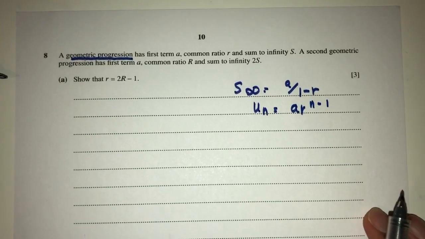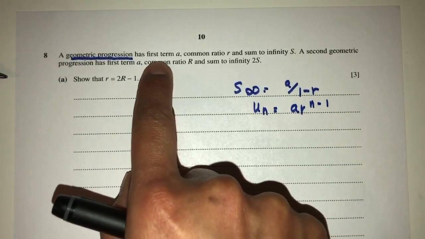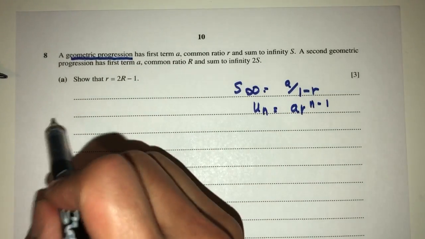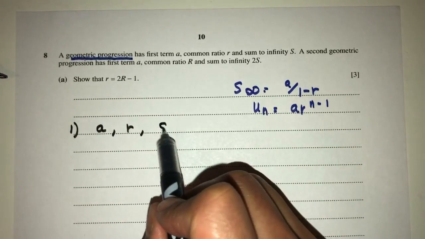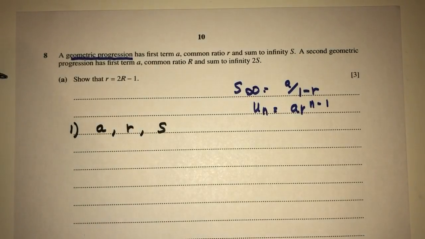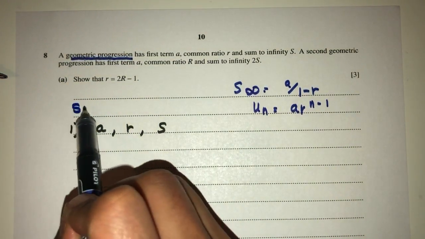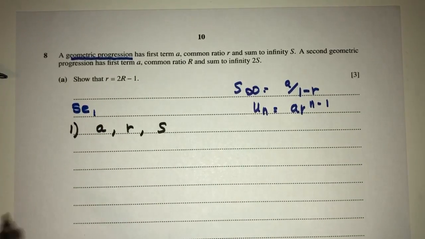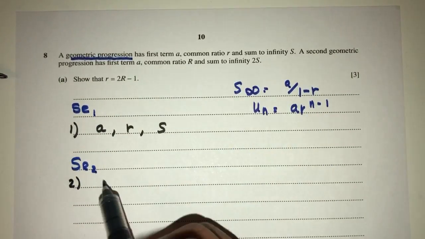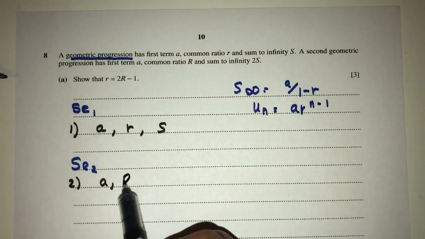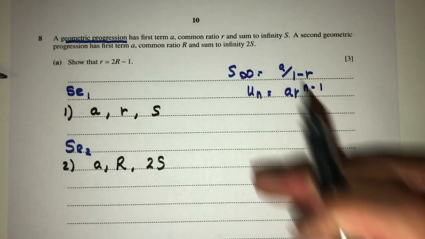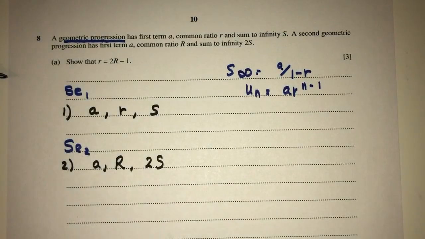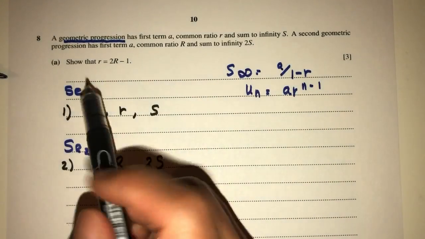Now, let's see what the question has. A progression has the first term, so number 1. So that's my first progression. We have a as my first term, r as my ratio, and s as my sum to infinity. Good to know. That is for my sequence number 1. Now I have a sequence number 2, as I can see here, has a first term a, same term, good, ratio R different, and then we have sum to infinity 2s. Okay, so now we have two sequences with two different ratios and sums to infinity.